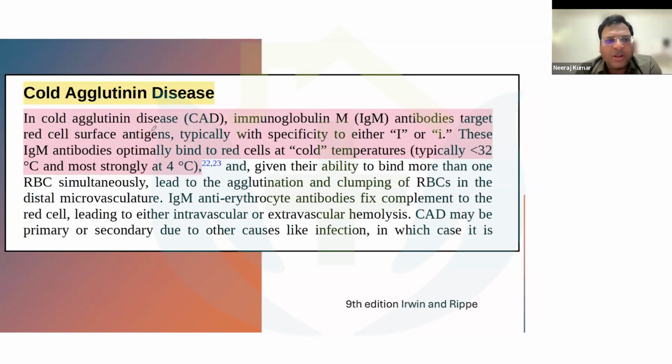So now for cold agglutinin disease, or IgM antibodies, here what happens? These IgM antibodies target red cell surface antigens, and typically they have a very high specificity to either big I or small i. And these IgM antibodies optimally bind at cold temperatures, starting from 32 degrees Celsius, and extreme cold is 4 degrees Celsius. So you have to see these options very carefully. So it is not WBC, it is RBC.